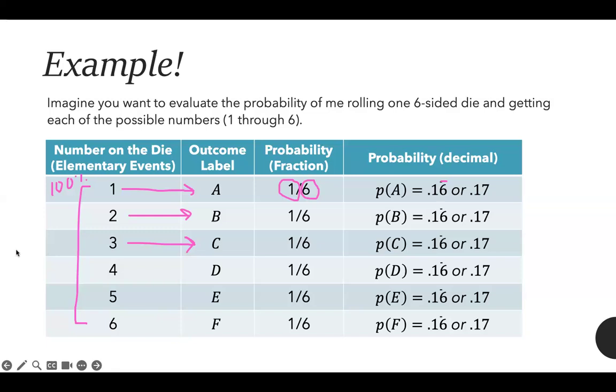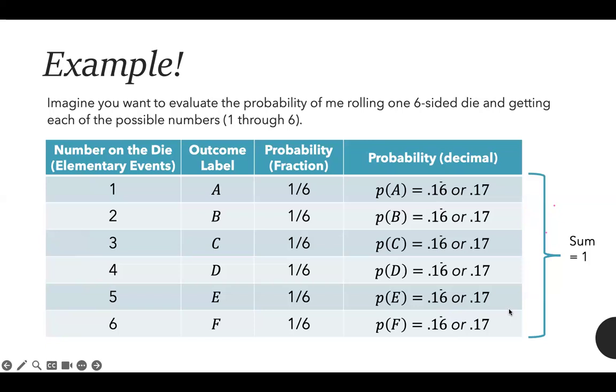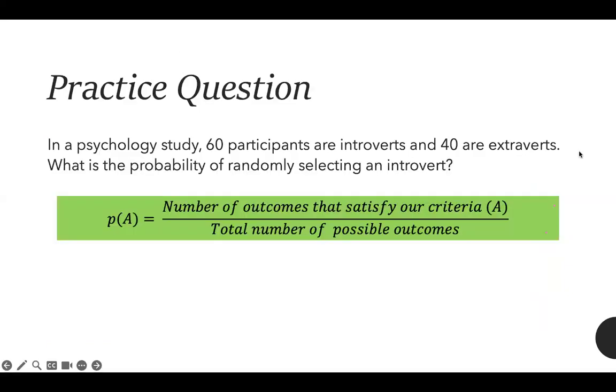And if you add together all of these decimals, the sum is going to be 1. If you added all the 0.1666666 together, that's going to be 1. Because again, it's a 100% chance that when you roll a 6-sided die, you're going to get a 1, a 2, a 3, a 4, a 5, or a 6. One of those things has to happen. And so that is the denominator in that question.